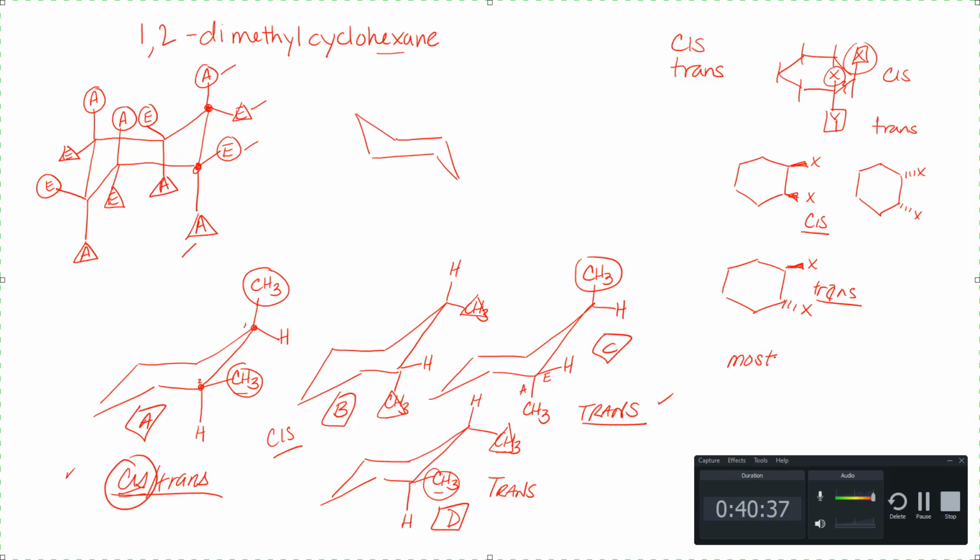Which of those conformations, A, B, C, or D, is the most stable conformation of the 1,2-dimethyl cyclohexane? And you'll get choices A through D. Which one is most stable? Which one is least stable?